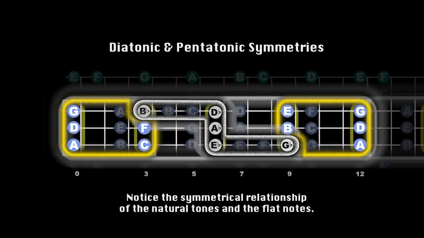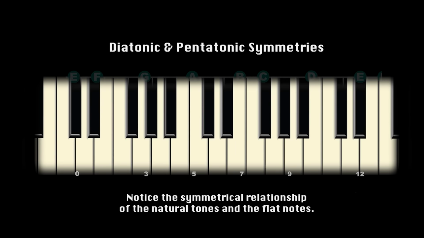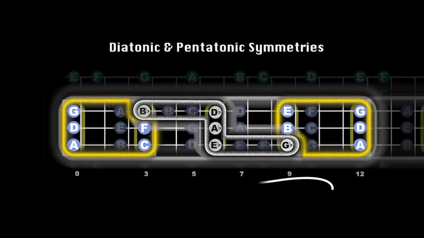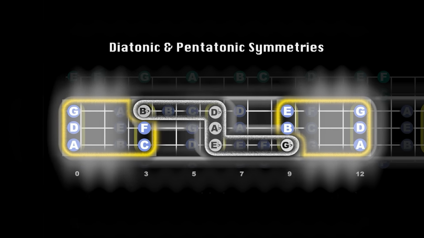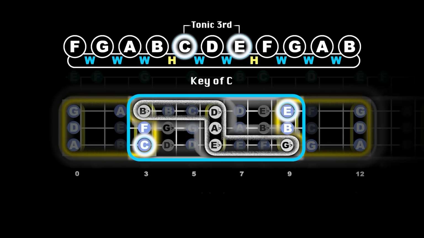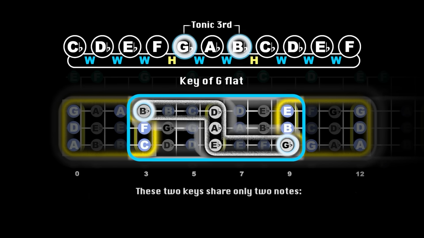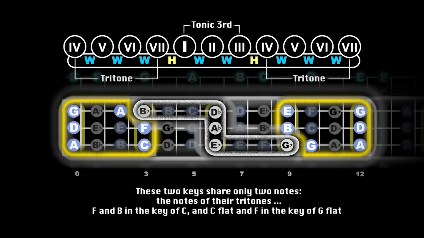There are many symmetries within the diatonic system. One of the more fascinating aspects of diatonic symmetry is the relationship between natural tones and the sharps and flats, like we might find on the black and white keys of the piano, for instance. If we move outward from the 6th fret on the 3rd, 4th, and 5th strings, we can see an expression of this symmetry. In this grouping, the note positions of the tonic third in the key of C and the equivalent notes in the key of G flat become landmarks connecting these two tritone-related keys.